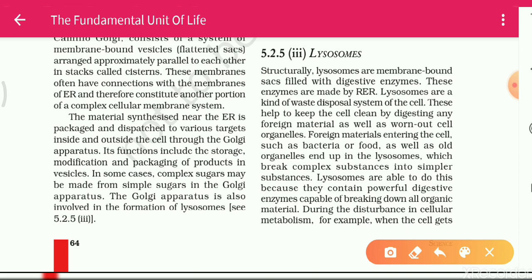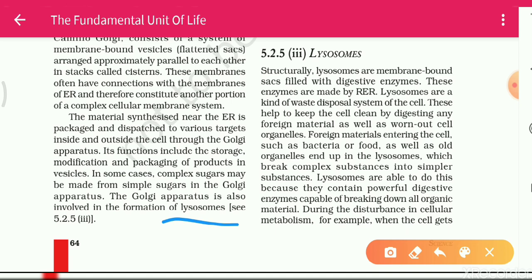The Golgi apparatus is also involved in the formation of the lysosomes. So, very important here. The Golgi apparatus helps in the formation of the lysosomes, also very important.